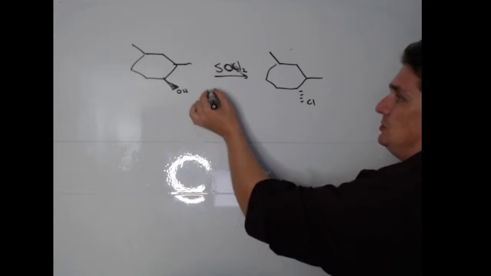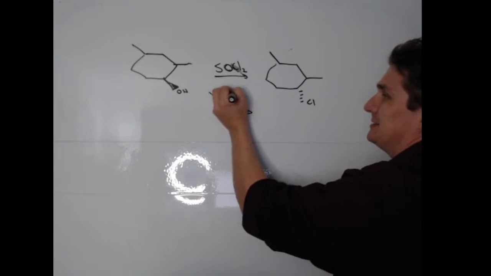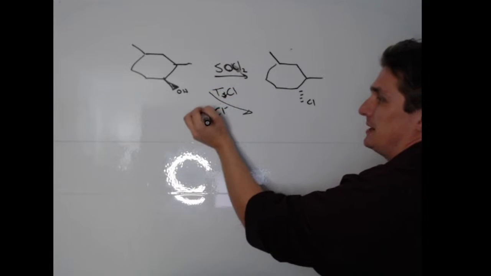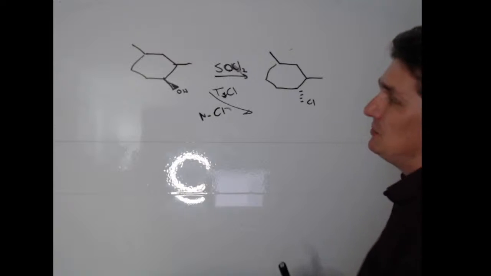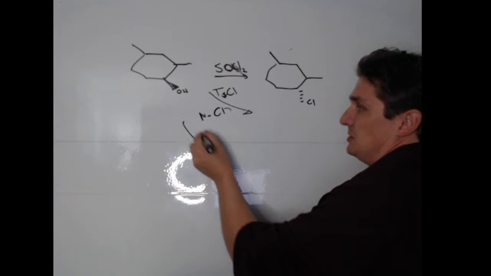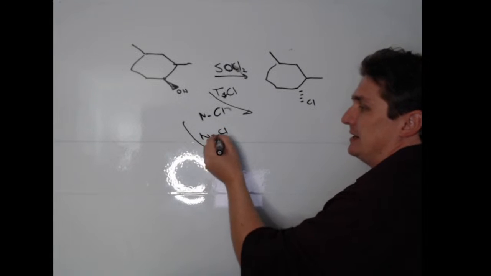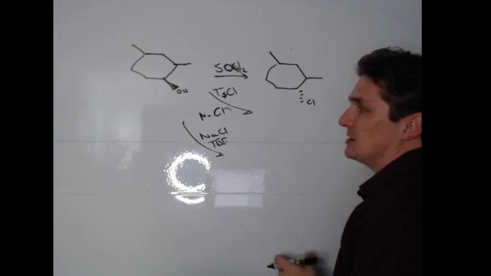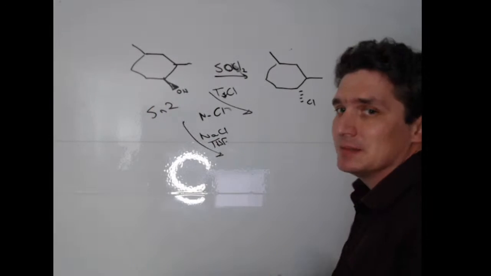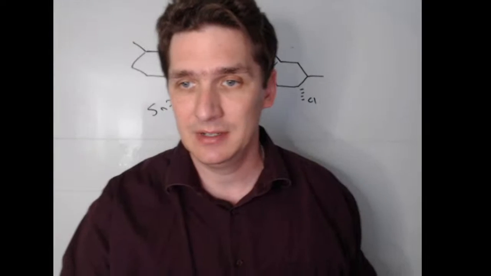this. You could do tosyl chloride and then use a chloride ion, so NaCl. That would give you the same effect because this is selective for SN2. The other option is that you could run NaCl under something like THF, a very low dielectric constant solvent. But in all cases here, you're trying to basically drive an SN2 mechanism to get that type of inversion.